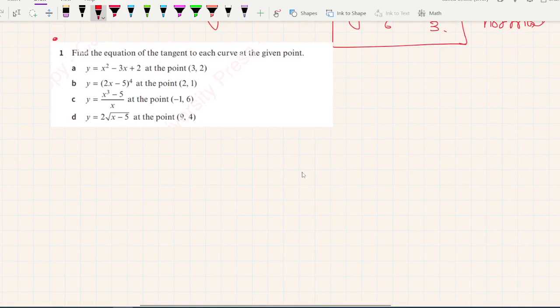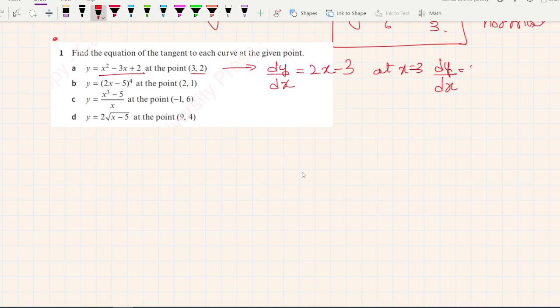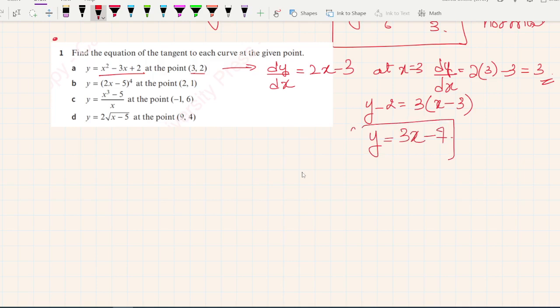Okay, so let's do part A. We have y equals x squared minus 3x plus 2 at point 3 comma 2. So dy over dx would be 2x minus 3, and at x equals 3, dy by dx would become 2 times 3 minus 3, which is 3, right? So now the equation would become y minus 2 equals 3 times x minus 3. So this becomes y equals 3x minus 9 plus 2, which is minus 7. So this is the equation of tangent.